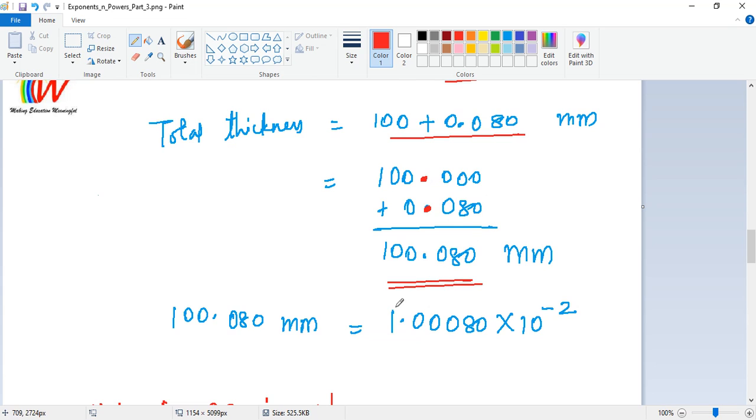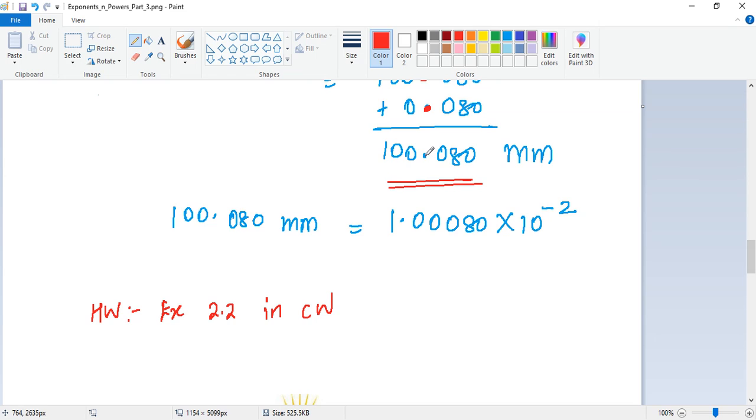So now if I want to write it in standard form, I'll have to move this decimal to this position. I will write 1.00080 into 10 to the power of minus 2 millimeters. This is the answer. Okay.